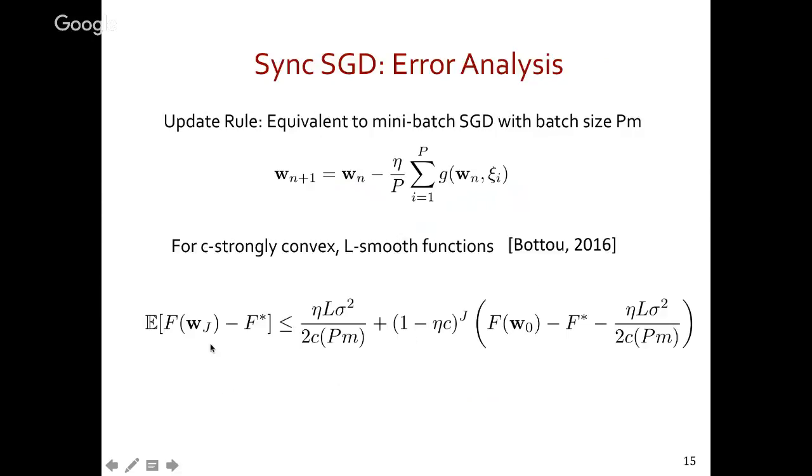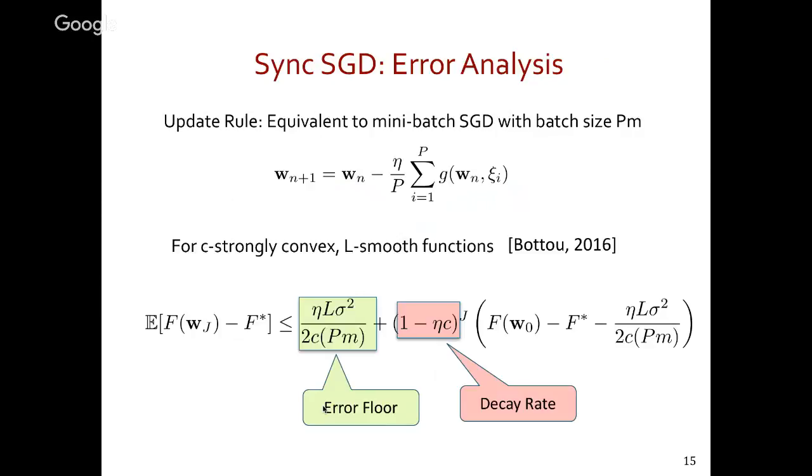So for synchronous SGD, consider the error in the model after j iterations. The left-hand side gives the difference between the value of the objective function after j iterations and the optimal value. And the right-hand side gives the bound on the error. The bound on the error has two terms that you should focus on. The first term is the error floor, which is asymptotically the error that we get. And the second term is the decay rate. This is the rate at which the error is decaying.